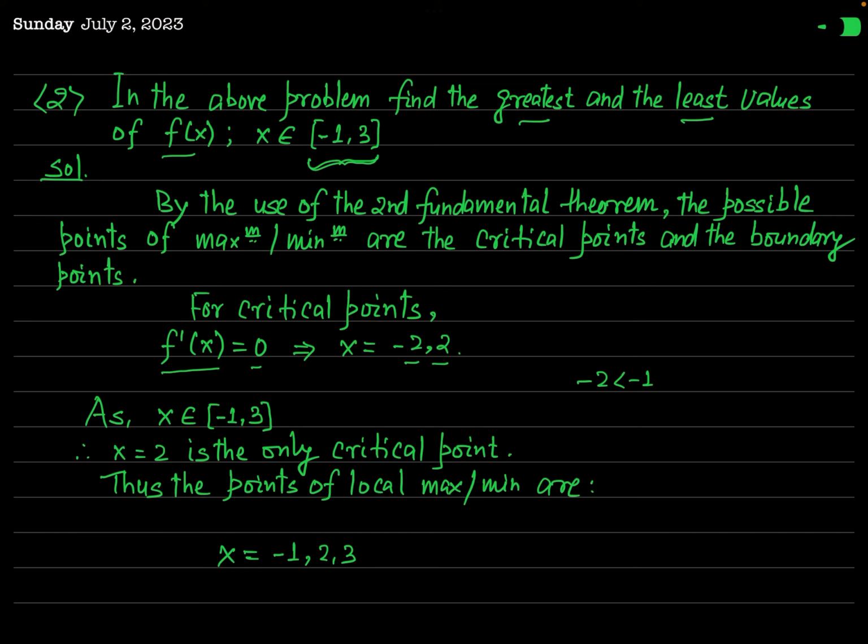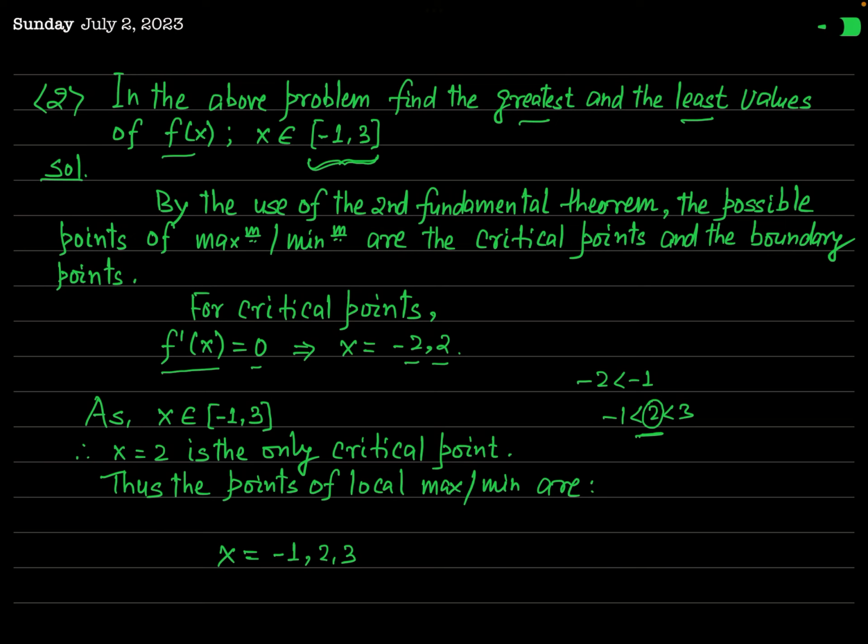But -1 is less than 2 and 2 is less than 3. So this number 2 lies in between the two boundary values of the interval. That is, this 2 is the interior point. So only this 2 is the critical point. You have learned the idea of critical point earlier, and you know from that concept that in this case only x = 2 is the critical point. So now when we have to find the greatest and least value of this function, we have to find the value of the given function at 3 points.